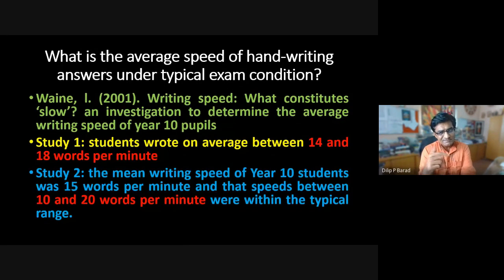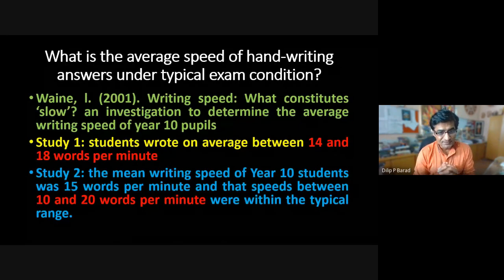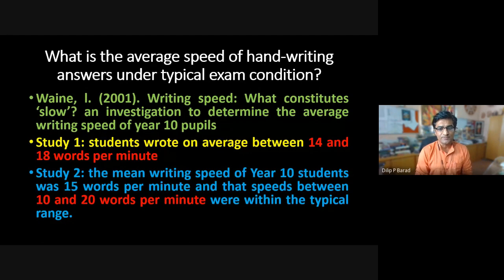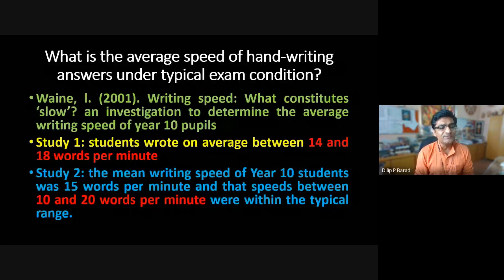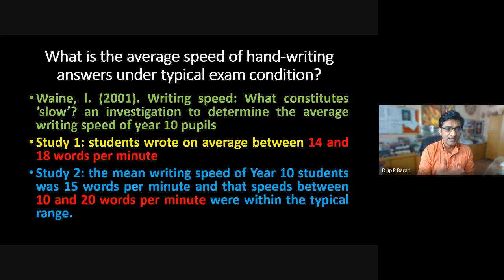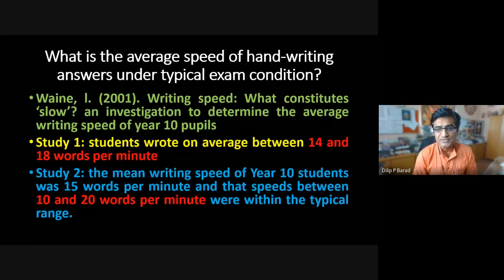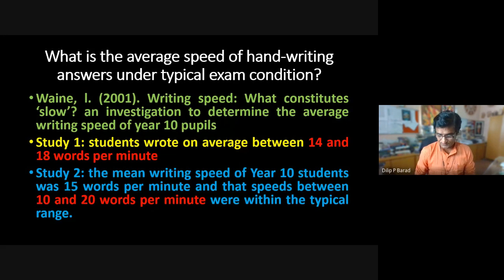The first study came to the conclusion of around 14 to 18 words per minute for school children. In another study, the mean writing speed of year 10 students was 15 words per minute, and speeds between 10 to 20 words per minute were within the typical range. So these are some small studies about school children which Wayne has reviewed, and they came around this figure: a range of roughly 14 to 20 words per minute for year 10 pupils and their handwritten answers.